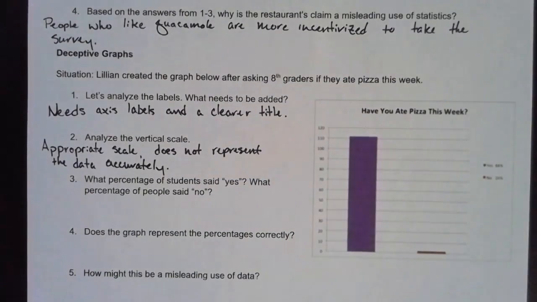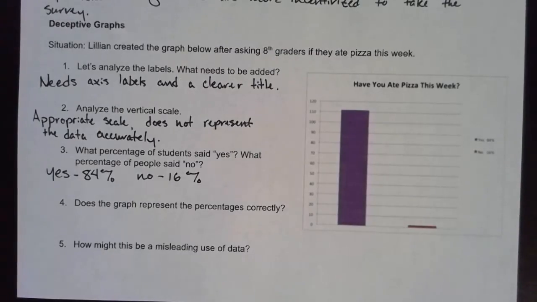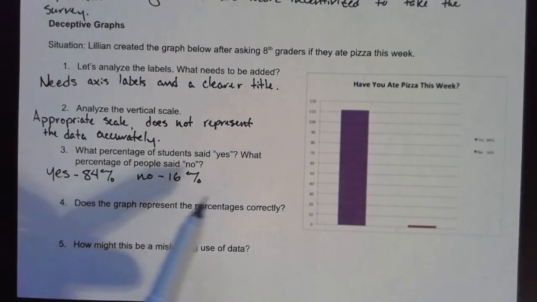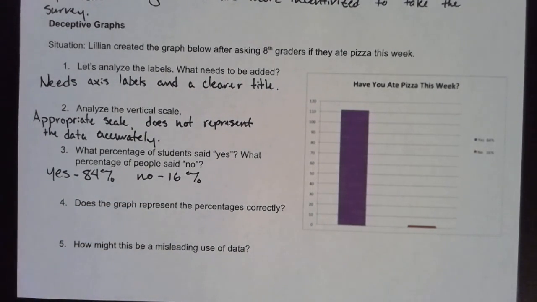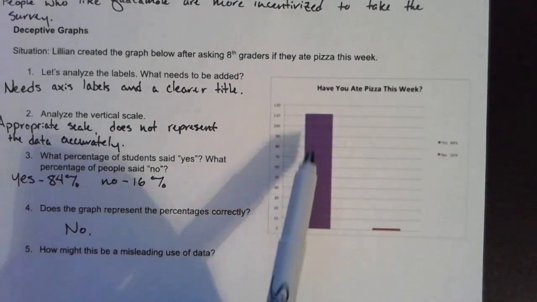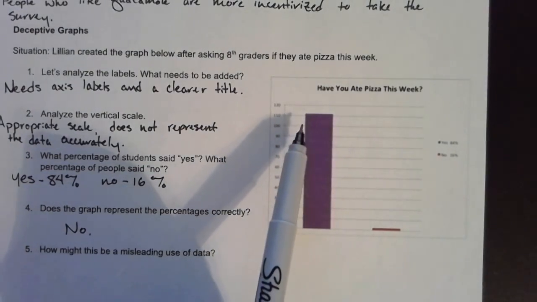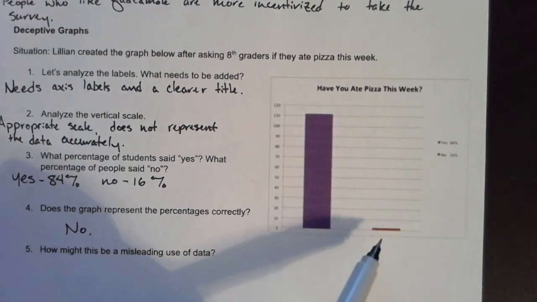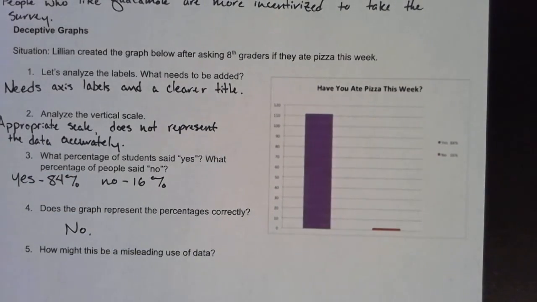For question number 3, it says what percentage of students said yes, what percentage of students said no. That information is given over here. So if you can't read that over there, yes is 84% and no is 16%. And then 4 says, does the graph represent these percentages correctly? No, it simply does not. Again, like I said before, the yes looks like it's about 111, 112, and then the no looks like it's just at like 2 or 3. So definitely does not represent these numbers.